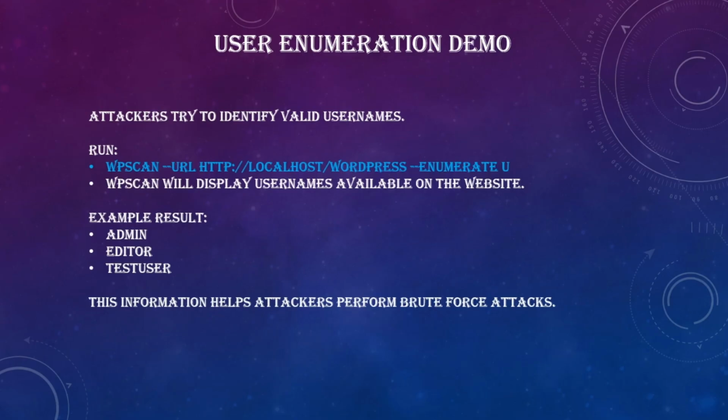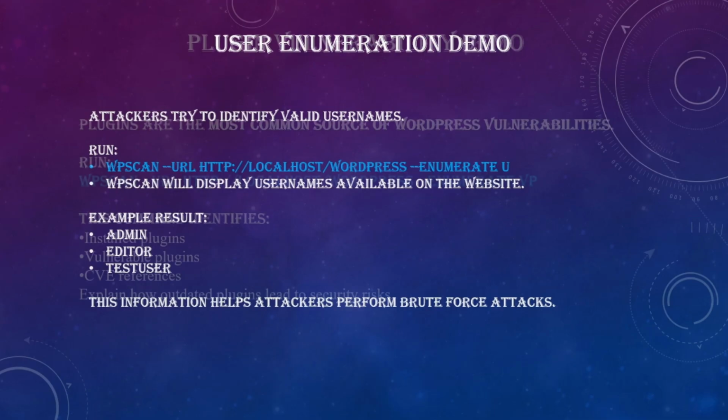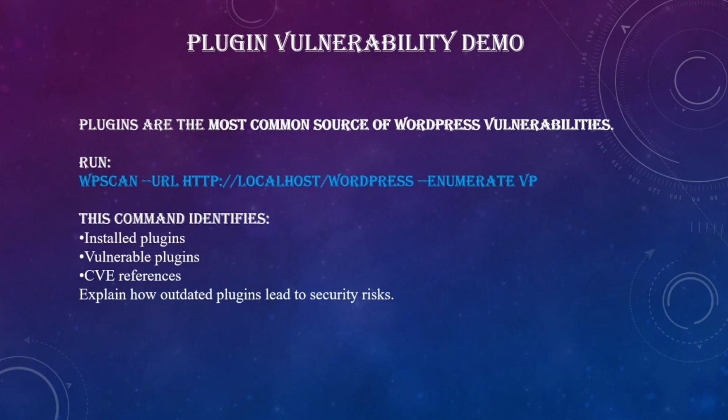WPScan will display the users available on the website, for example admin, editor, and test user, which are all given as usernames. Plugin vulnerabilities are the most common source of WordPress vulnerabilities. It runs an enumeration of WordPress for vulnerable plugins. This command identifies installed plugins, vulnerable plugins, and CVE references.